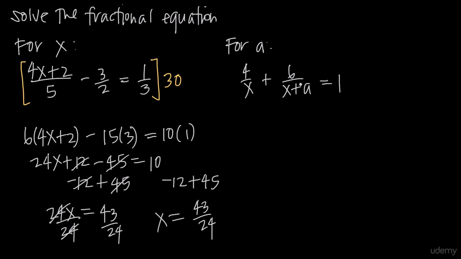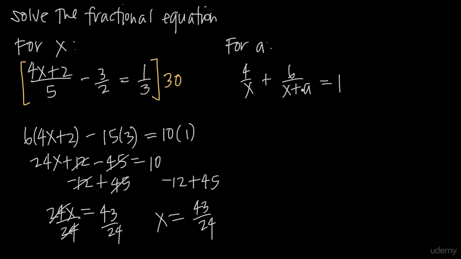What happens when we start throwing in another variable? Well, in fact, it actually doesn't change anything. We call this an abstract fractional equation because we've got multiple variables, but we're still doing the same thing. We're still looking at all of the denominators of our fractions. In this case, we have two fractions. The denominators are x and x plus a, so we still need to find a common denominator between those two.